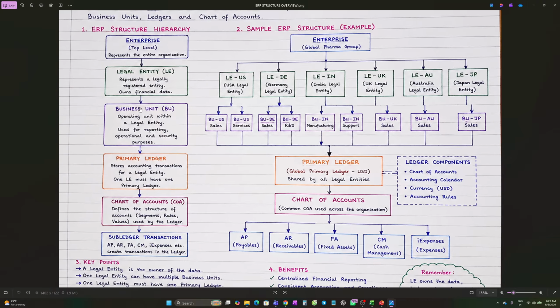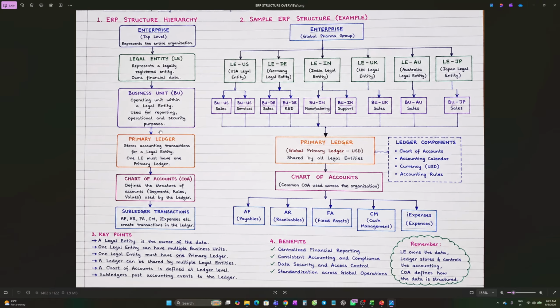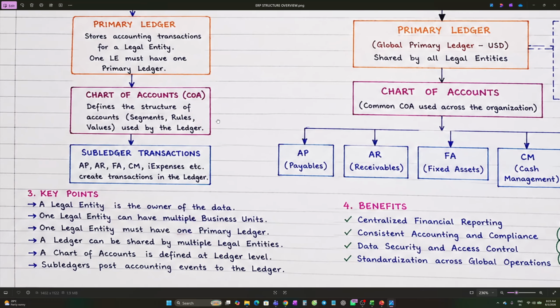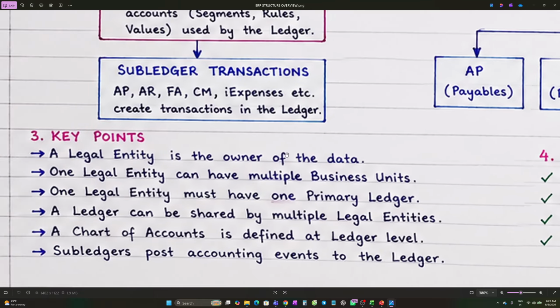configurations. Okay, we can see the key points we need to understand for creation of the chart of accounts and the structure instance. Before going to creation, we need to understand the key points. Here, a legal entity is the owner of the data, correct? A legal entity is always the owner of the data.